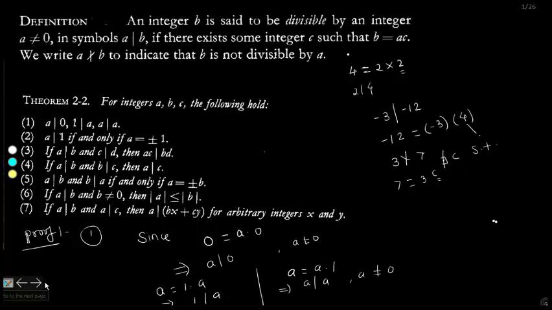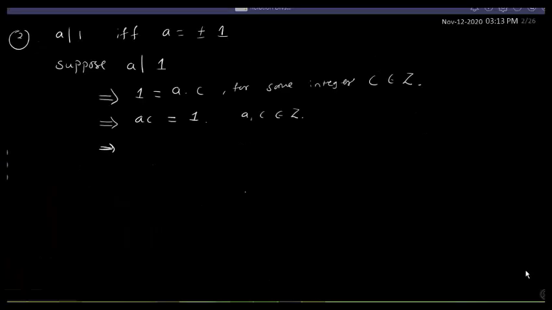Let us see the second part. A divides 1 if and only if a equals plus or minus 1. Let us see the proof of the second. Suppose a divides 1. This means 1 is a multiple of a, so there exists an integer c such that 1 equals ac. This implies that ac equals 1. A and c are integers here.